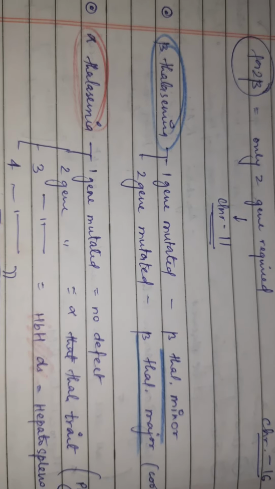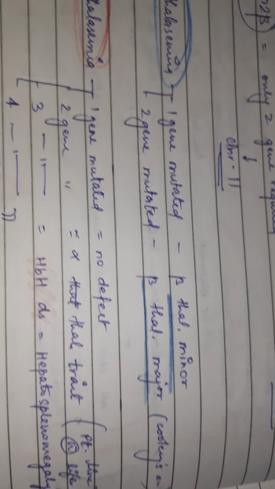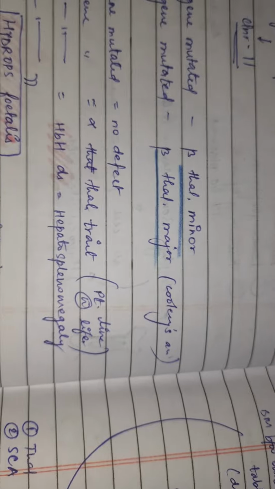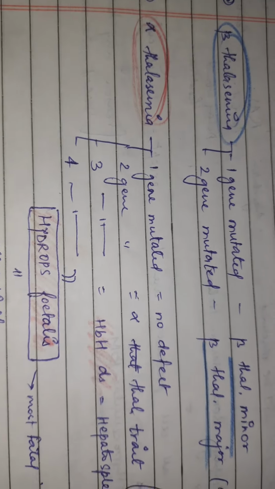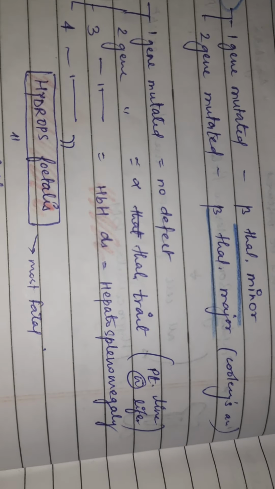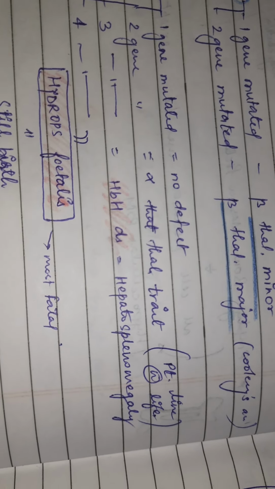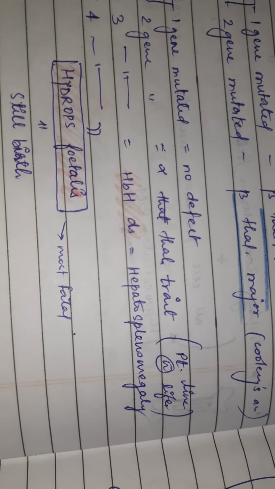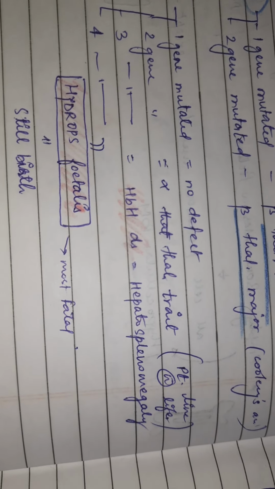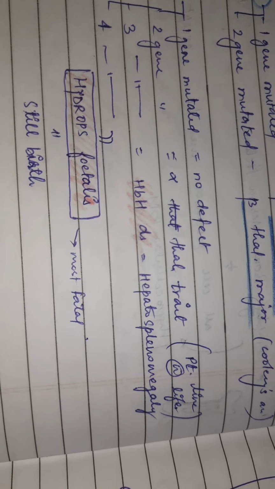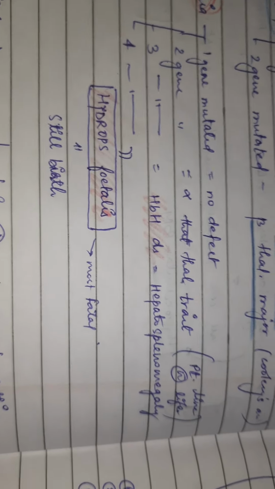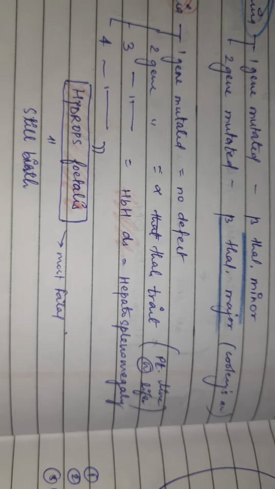Okay, so in beta thalassemia, if one gene gets mutated, it is beta thalassemia minor, and if two genes get mutated, it is beta thalassemia major, which is also called Cooley's anemia. In alpha thalassemia, if one gene gets mutated, there is no defect. If two genes get mutated, it is alpha thalassemia trait, in which the patient lives a normal life. Three genes mutated is HbH disease, in which hepatosplenomegaly occurs, and four genes mutated is hydrops fetalis, the most severe thalassemia, and it causes stillbirth.